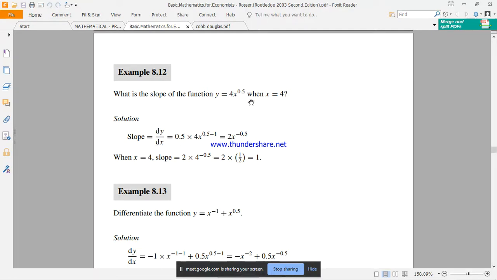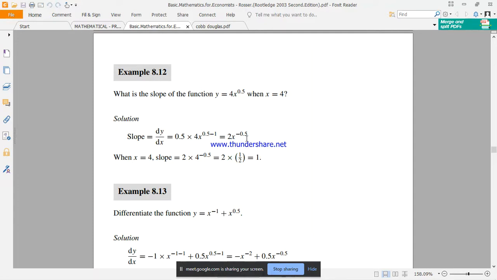times x. Then the power will become negative half, because 0.5 is half, and half minus 1 is negative half, which is negative 0.5. Which means we have 2x raised to the power negative 0.5. But they are saying when x is 4, so you put 4 there. When you solve, the answer is 1.